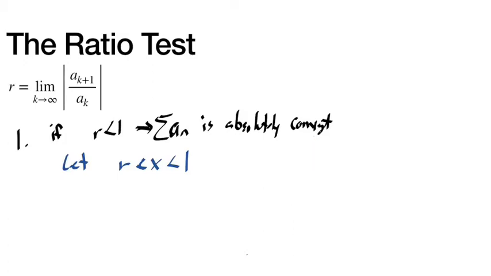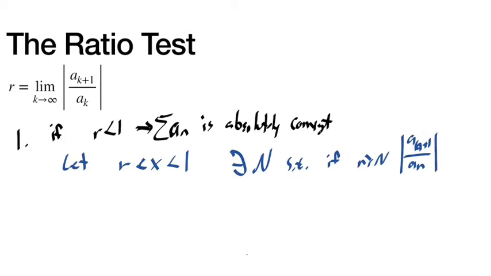Okay. Then there exists some capital N such that if n is greater than capital N, a_{n+1} divided by a_n is less than that x value. But that simply means that my a_{n+1} is less than x times my a_n values.